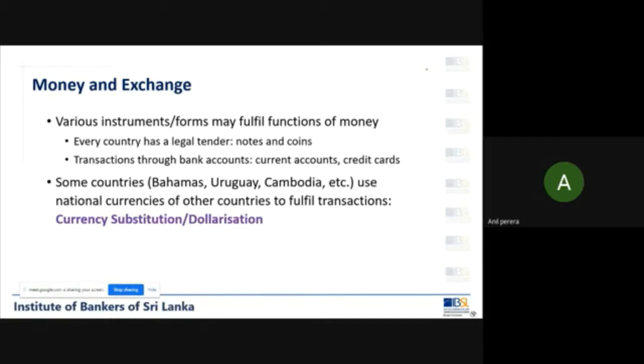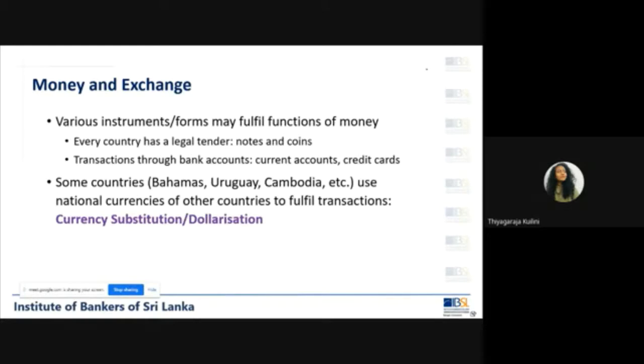Now, there are some instruments given. Using those instruments, if you fulfill a transaction, what kind of a function of money is fulfilled? Now see, I'm not going to define these instruments now, but just naming them. Part 1, top-up cards.